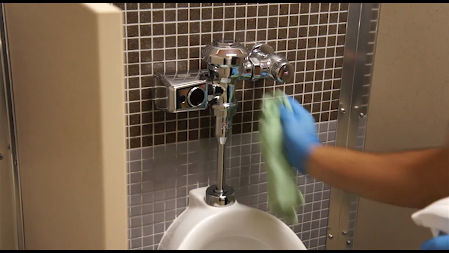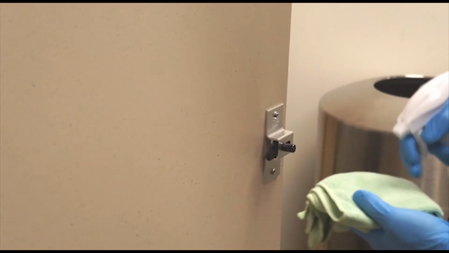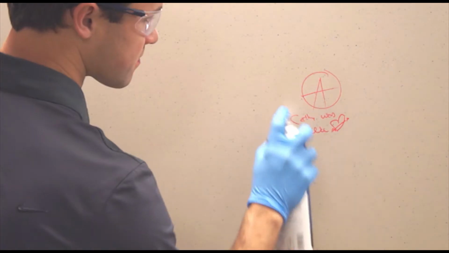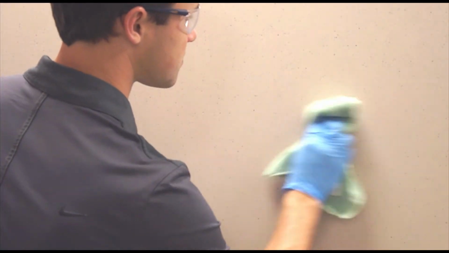Pay close attention to high contact points, including doorknobs, toilet seats, flush valves, handles, and partition locks. Be sure to remove any graffiti with a graffiti remover.